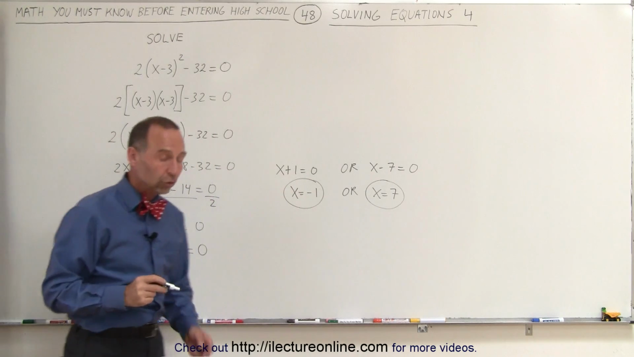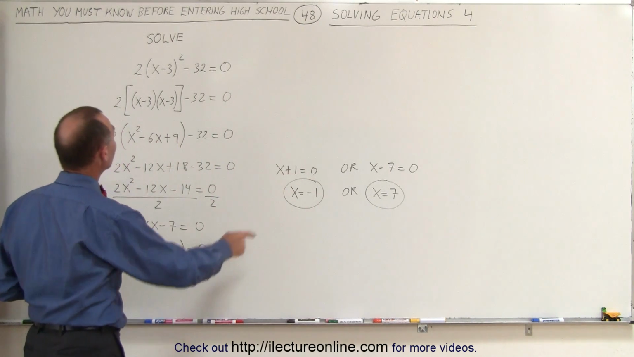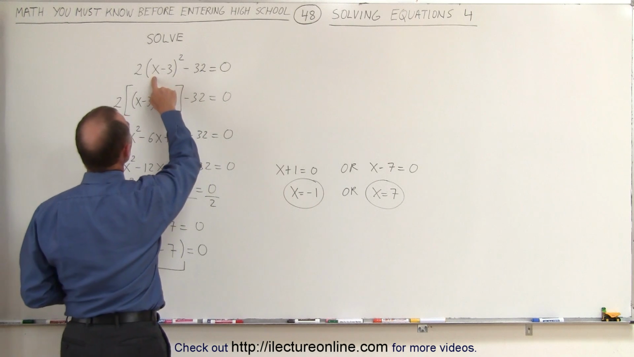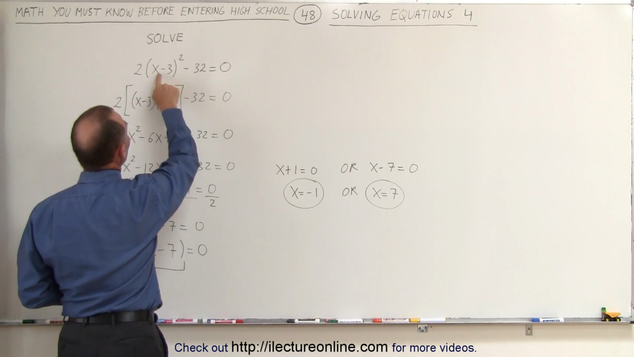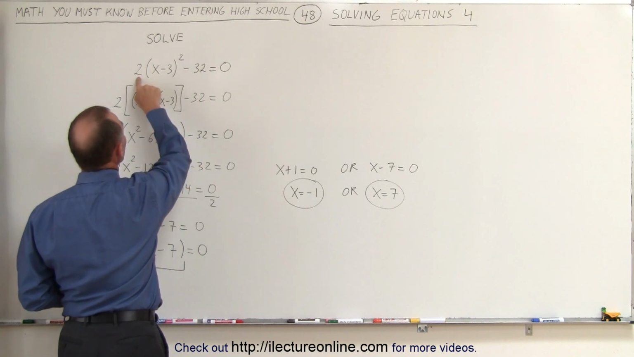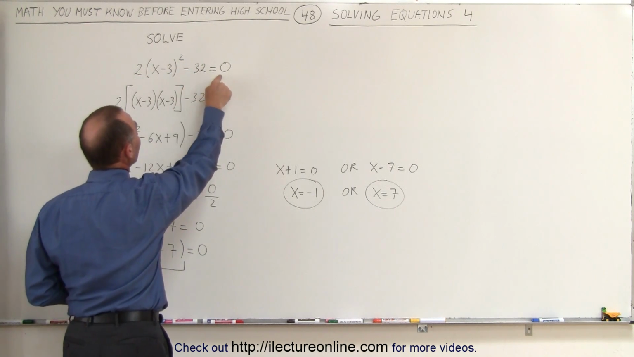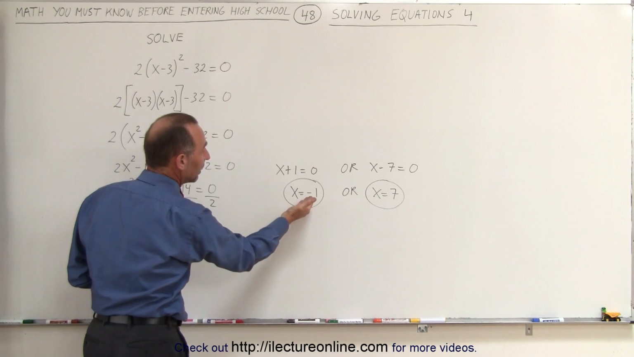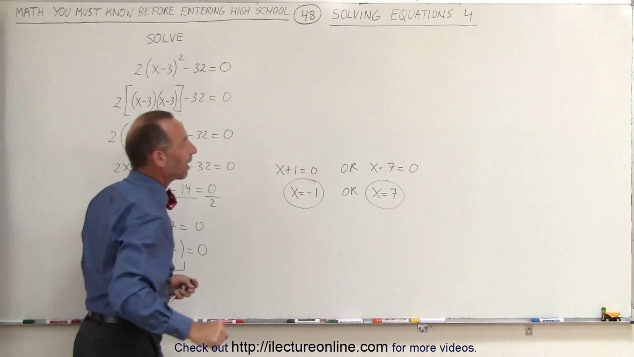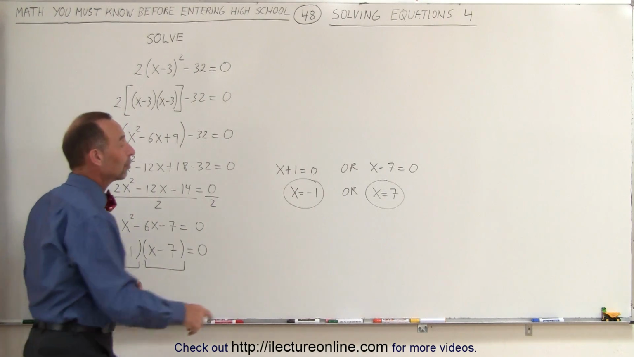Either one of those two solutions is a valid solution for the original problem. If you plug in a negative 1 here, negative 1 minus 4 is minus 5, square that, you get 25 times 2, you get 50. So you can see that when you plug in x equals negative 1 into the equation, the left side equals the right side. And you could try it again with the number 7.